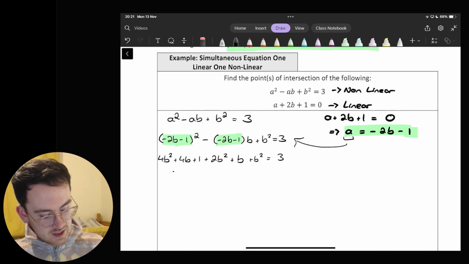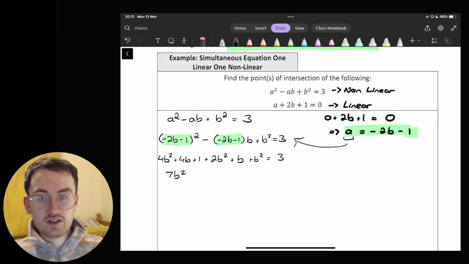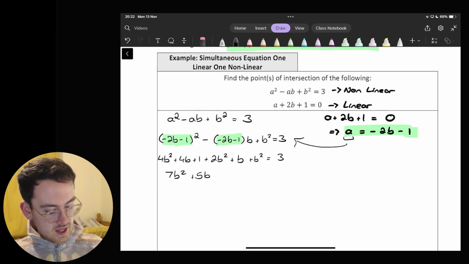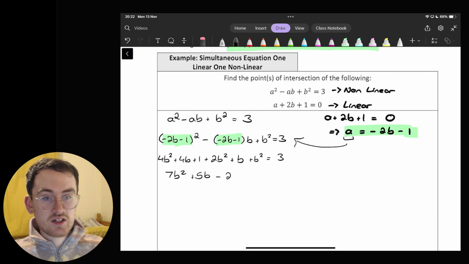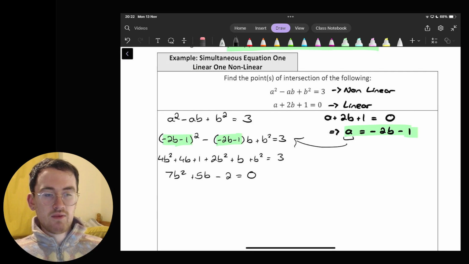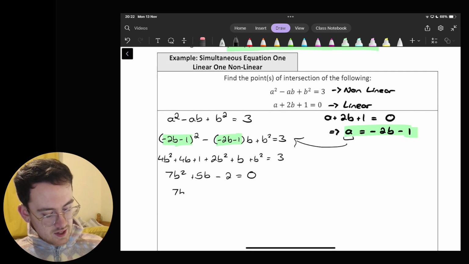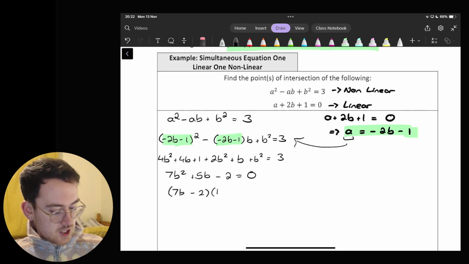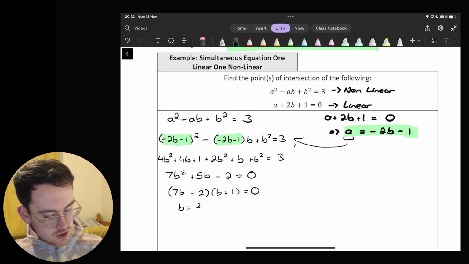So bringing all of that together, I get 6b squared, or sorry, 7b squared, not forgetting the b squared at the end there. So 7b squared plus 5b, and bringing the 3 across, I get minus 2 is equal to 0. Okay, 7b squared plus 5b minus 2 is equal to 0. If I factorize that, that's going to give me 7b minus 2 and b plus 1 equals 0, which gives me that b is equal to 2 over 7, or b is equal to minus 1.